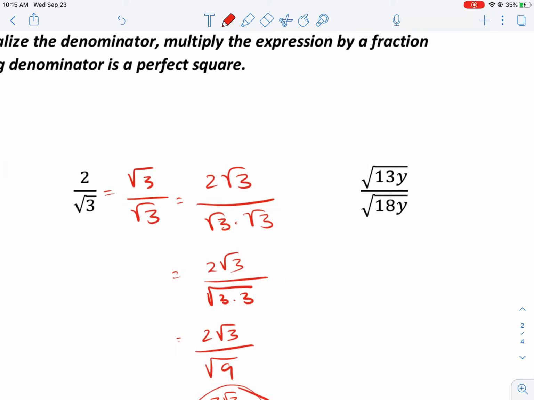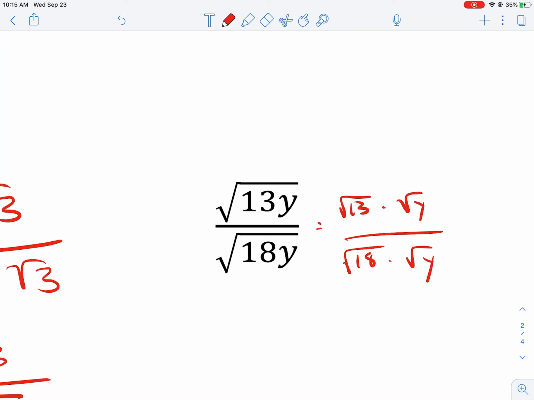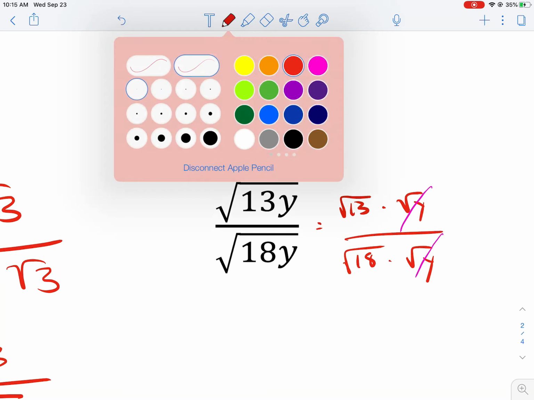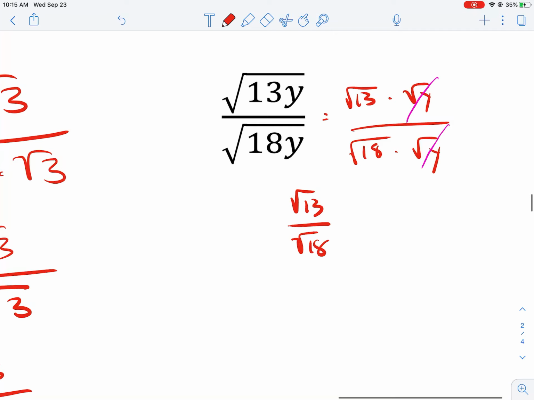Last but not least, let's start over here. What I'm going to do is separate these: square root of 13y over square root of 18y. The reason why I did that is that the y's will cancel. I'm left with square root 13 over square root 18. Still not done yet. First I'm going to simplify this expression down here. 13 is a prime number, so luckily we don't have to do anything on the top. At the bottom we do, so I'm going to use prime factorization.